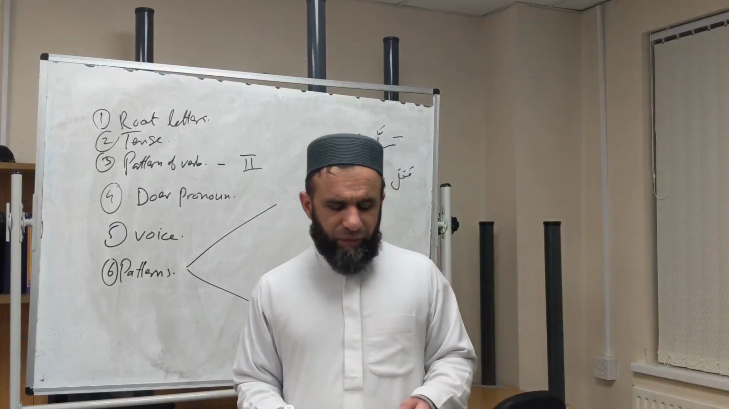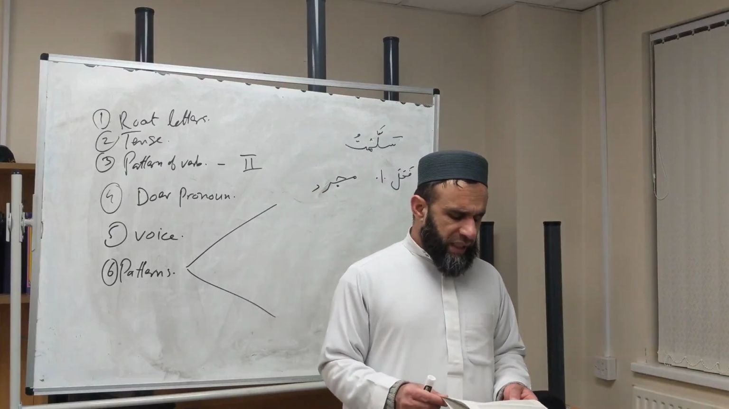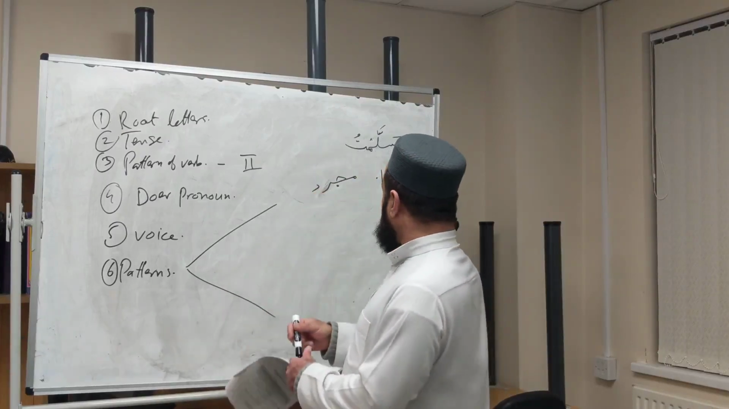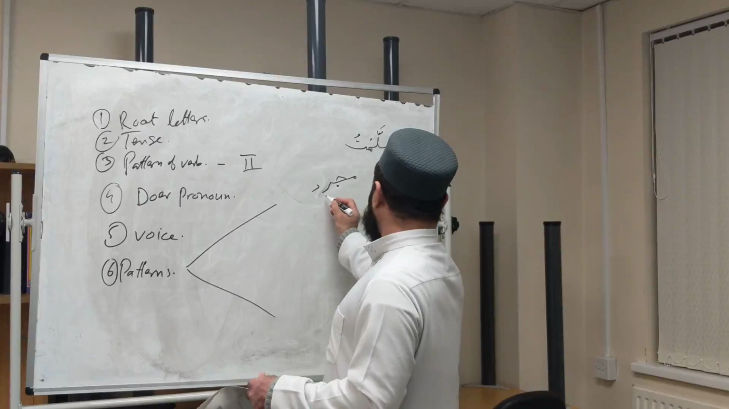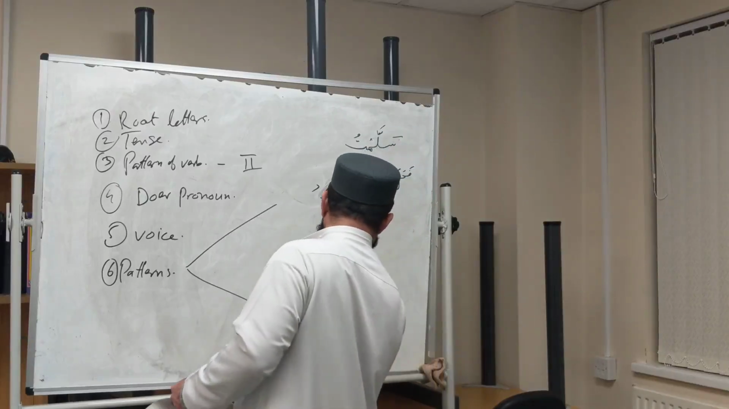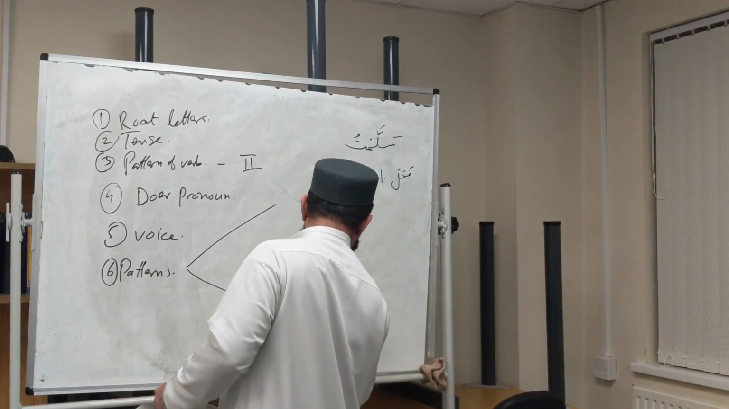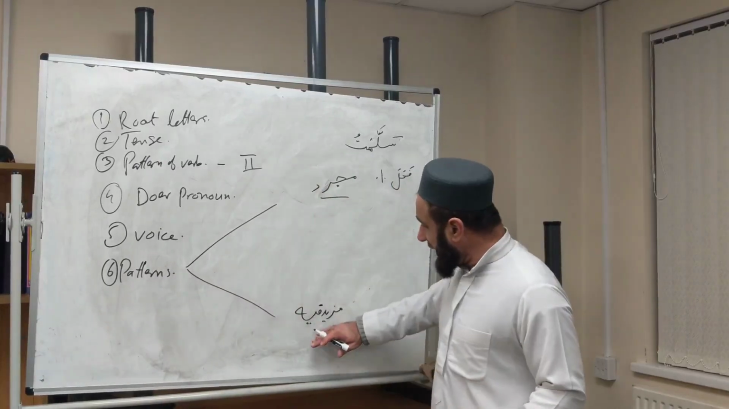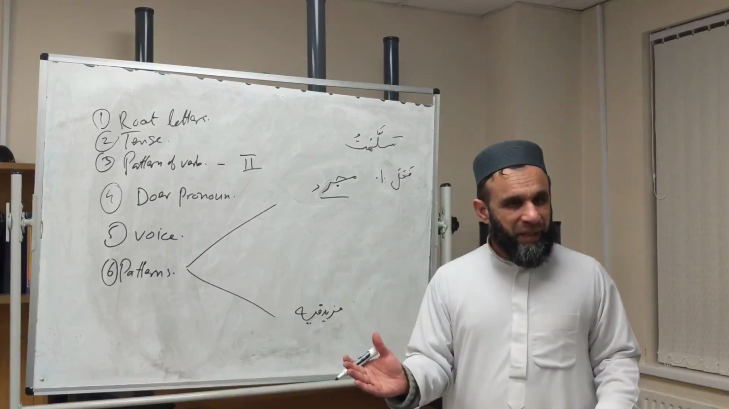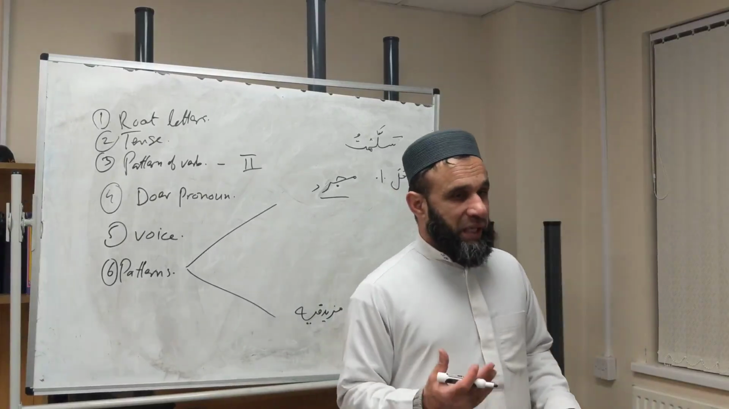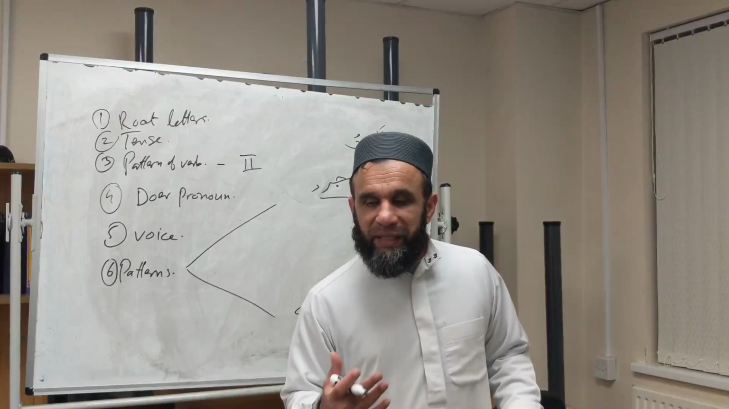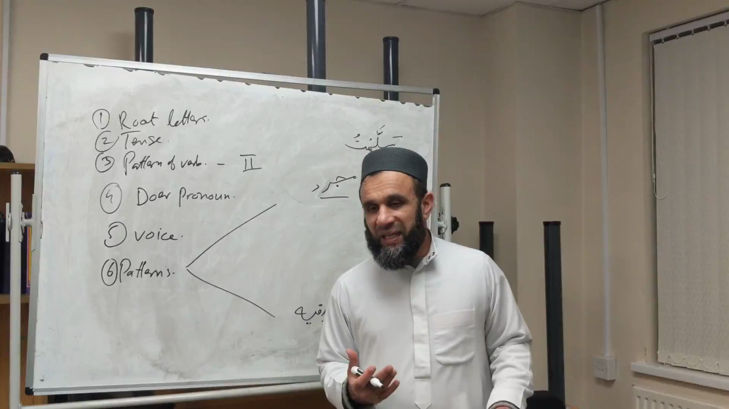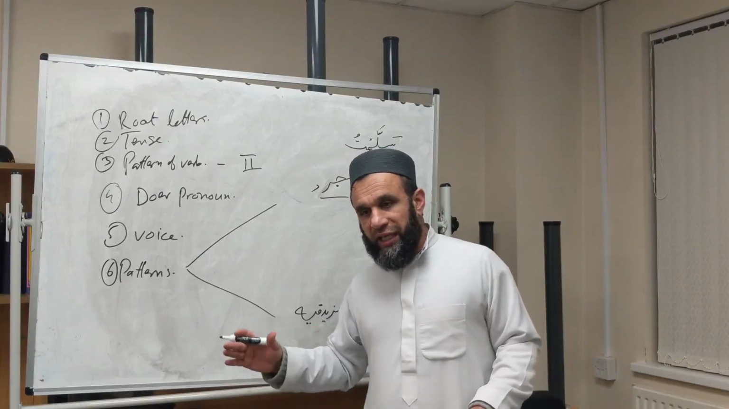Pattern number 2 is fa'ala. This is mazid fihi. As I told you, they are divided into mujarrad and the next is mazid fihi. Mazid means addition, fihi means in it. There are root letters, but there are also some addition, extra letters. This is pattern 2. There are several patterns.